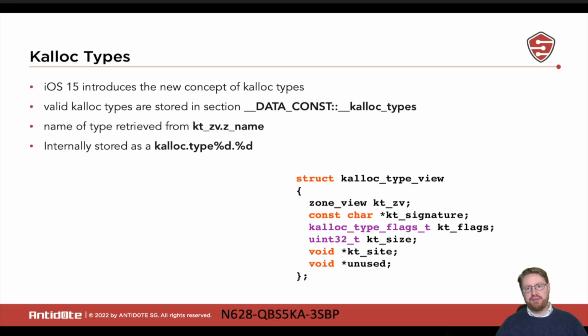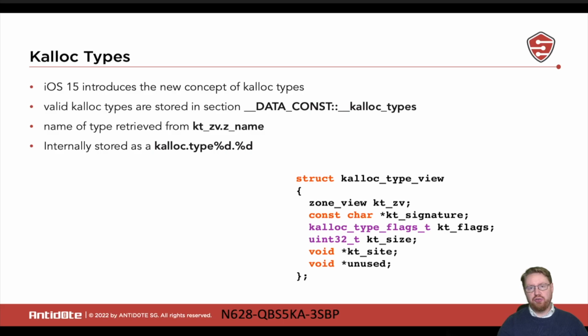Now with iOS 15, they changed the game once again, because they introduced the concept of so-called kalloc types. What kalloc types are in your kernel is stored in a special section, which is __DATA_CONST, kalloc_types. Inside this section, you can find the kalloc types defined in this kind of structure here. To find out the name of a kalloc type, you would have to go to the zone view that this kalloc type is for, and then look at the zone name.